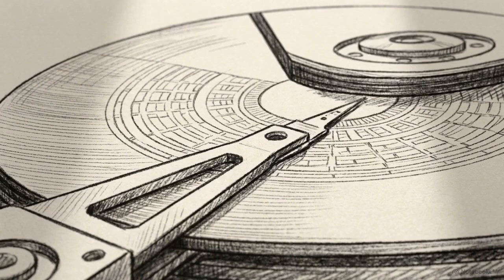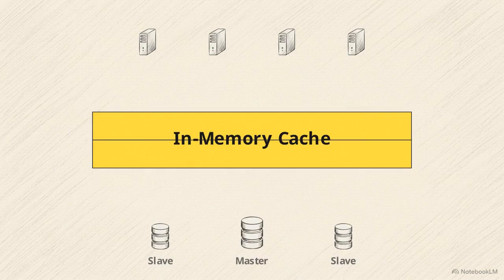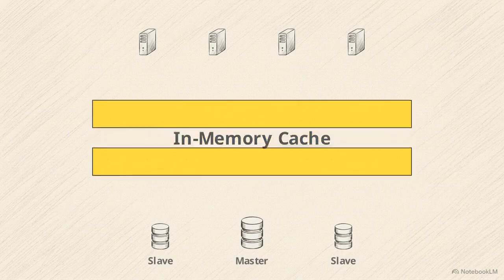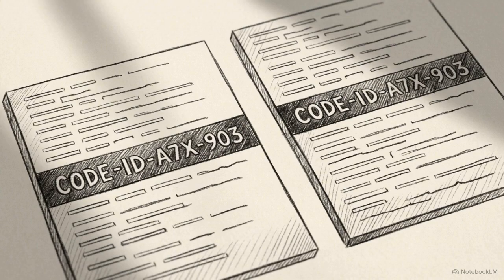Even with widespread replication, physically querying a hard disk is slow. We solve this by inserting an in-memory cache layer between the app servers and the database nodes. We use a caching hierarchy. Local application caches handle rapid bootstrapping, while dedicated server-side caches manage complex, repeated database queries. This connects directly to REST API principles through HTTP caching headers, specifically eTag and ifNoneMatch.